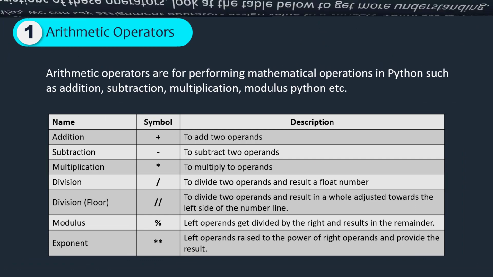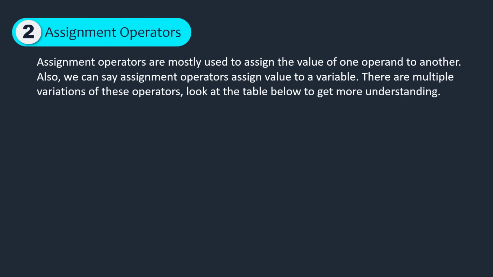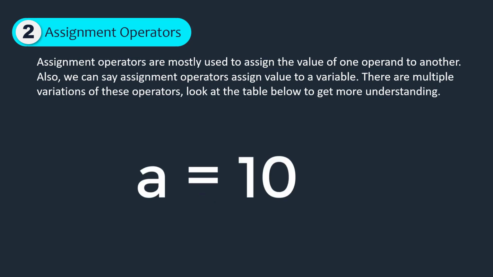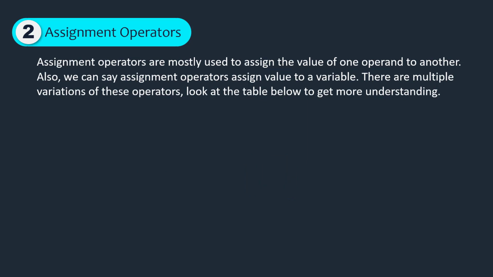So the next one is assignment operator. Assignment operator, as the name suggests, assigns the value of one variable to another. In this case it could be either a variable itself being assigned to a new variable, or a constant value being assigned to a variable. You can see here a equal to b, so the value of b is being assigned to a. In another situation, a equal to 10, the value 10, which is a constant, is being assigned to a. So we'll look at the various assignment operators in Python.